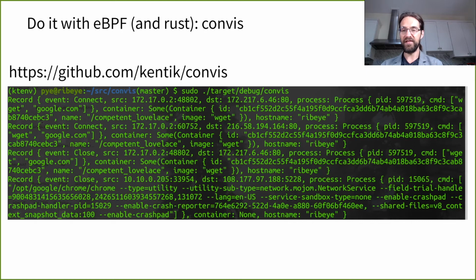It takes no flags, takes no arguments. You simply run it as root, and it starts spitting out exactly what TCP connections are going on. I have a simple container, which is running wget, and you can see it's recording the connection and the close events here. Also, we have Chrome snuck in a close event as well. And so you can see how it's really recording everything on the host, not just a specific interface or container.